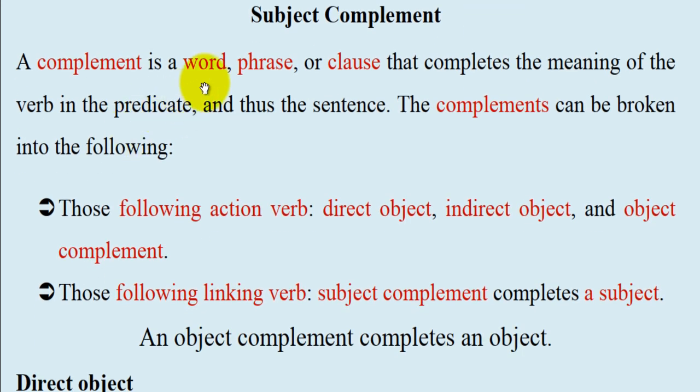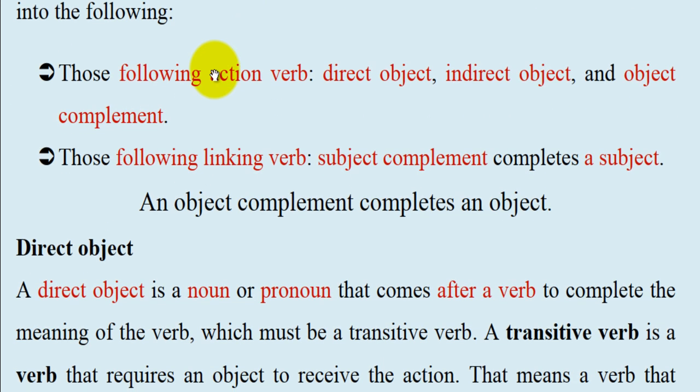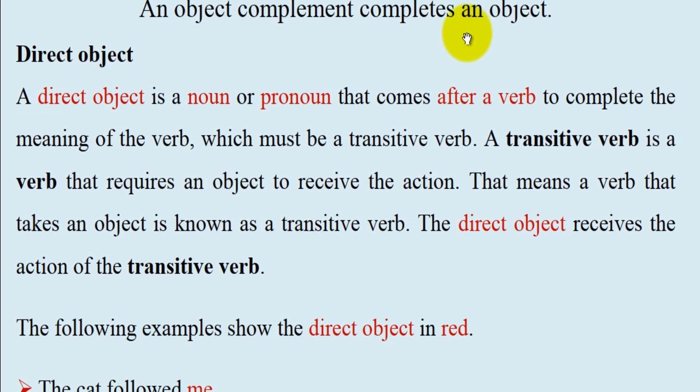A complement is a word, phrase or clause that completes the meaning of the verb in the predicate and thus the sentence. The complements can be broken into the following. Those following action verbs like direct object, indirect object, and object complement. Those following linking verbs like subject complement that completes a subject. An object complement completes an object. Okay, that's why it is called object complement.